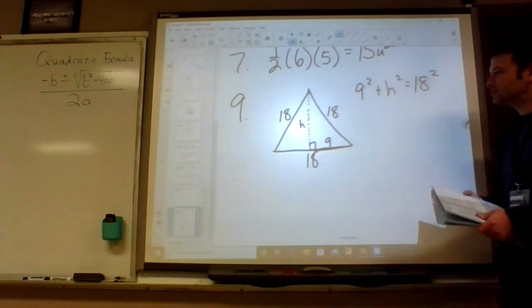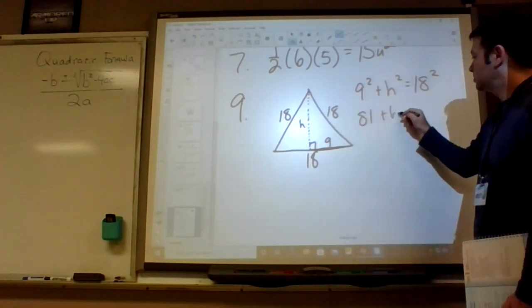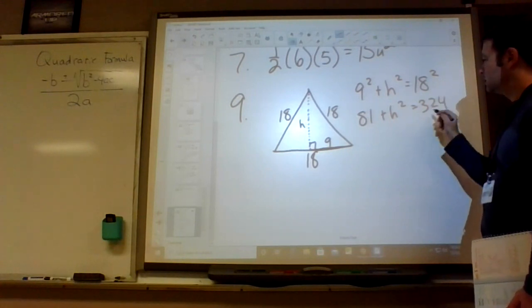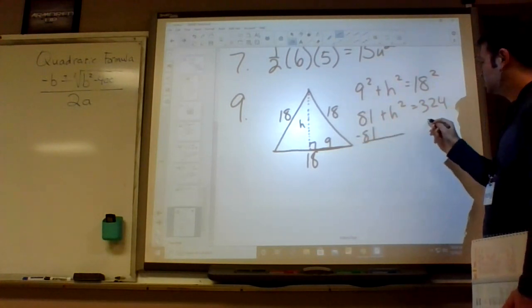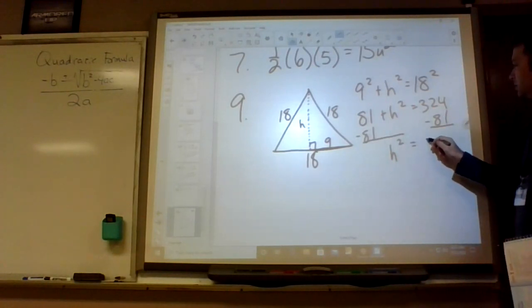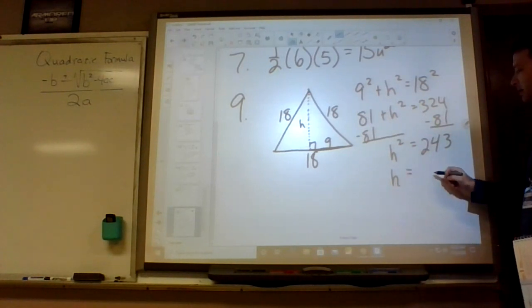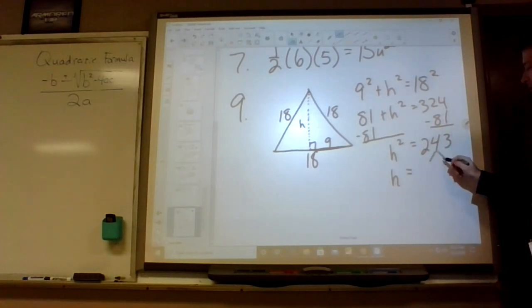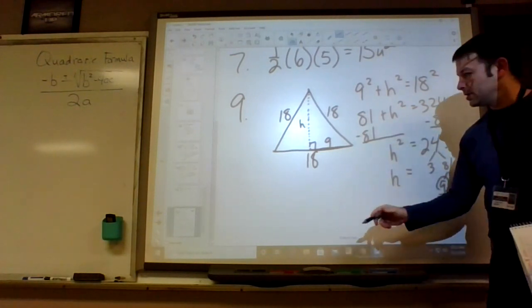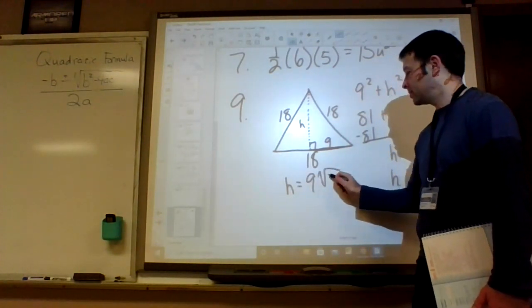81 plus h squared equals 324, so you have to subtract 81. I think I know the answer. It's 243. Then it's the square root of 243, which is 81 times the square root of 3, which is 9 square root of 3. Okay, yeah, it's 9 square root of 3. That's the height, that's not the answer.